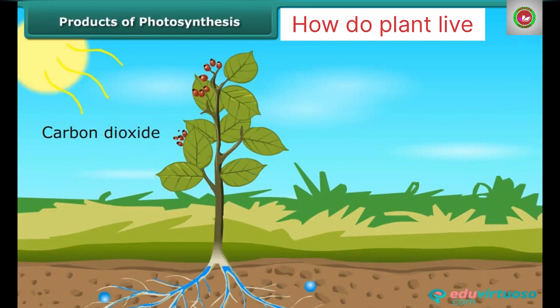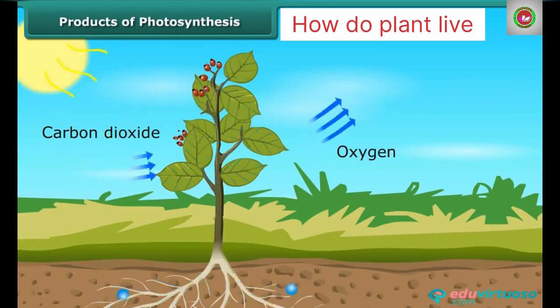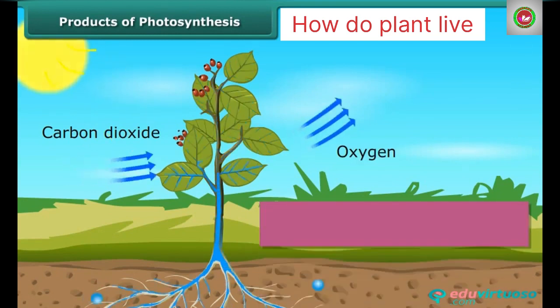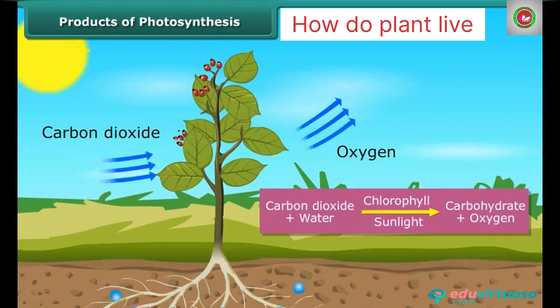In this process, oxygen is also released. Therefore, the process of photosynthesis can be represented as carbon dioxide plus water, in the presence of chlorophyll and sunlight, gives carbohydrate plus oxygen. In the presence of sunlight, carbon dioxide and water give carbohydrate, and oxygen is released in this process.